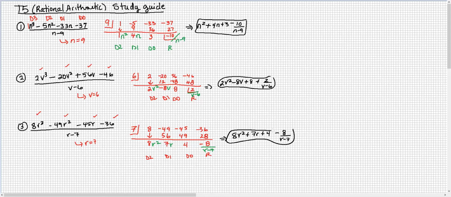All right, if I made a mistake, please let me know via email. I just noticed that I labeled these wrong. This is 1A, 1B, 1C. Okay.